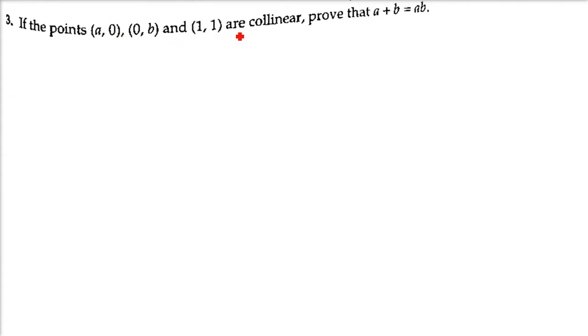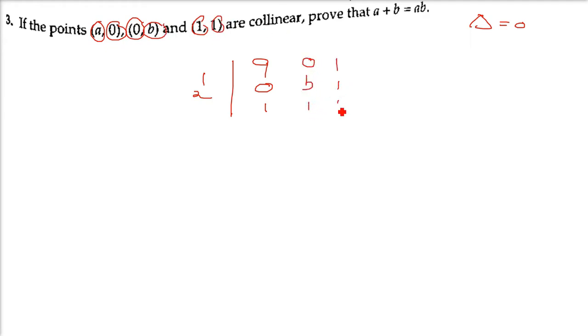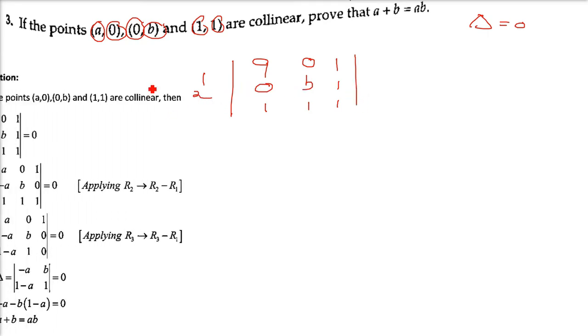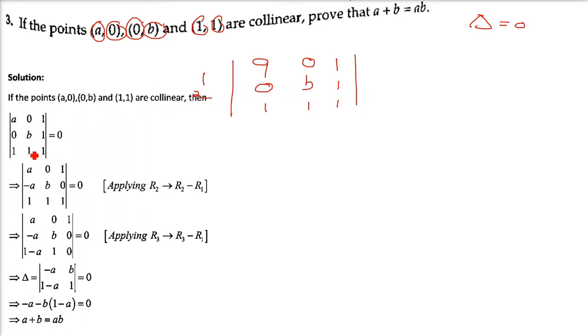If points (a, 0), (0, b), (1, 1) are collinear, prove that a plus b equals ab. Collinear means they are on the same line, so the triangle area should be 0. So we'll try to find out the triangle area. Half, x1, x2, x3 is a, 0, 1. y1, y2, y3 is 0, b, 1, and 1, 1, 1. So when we find the area of the triangle, it has to come 0. So we have to equate it to 0.